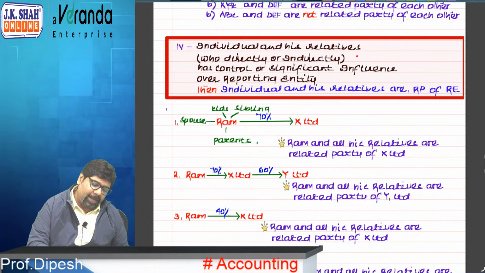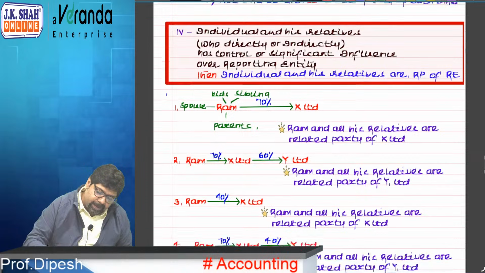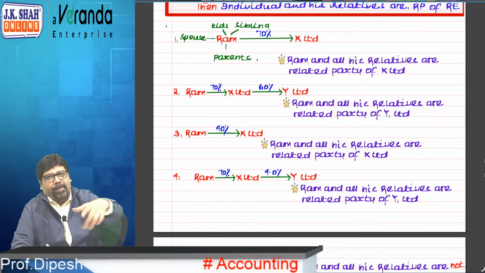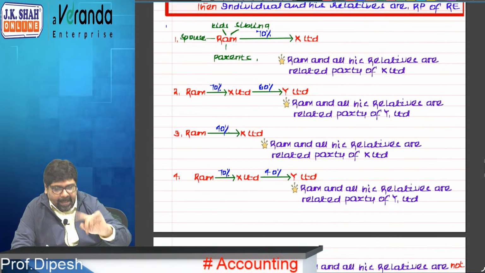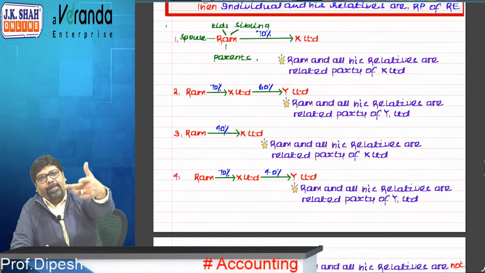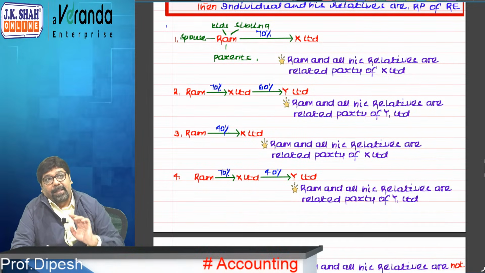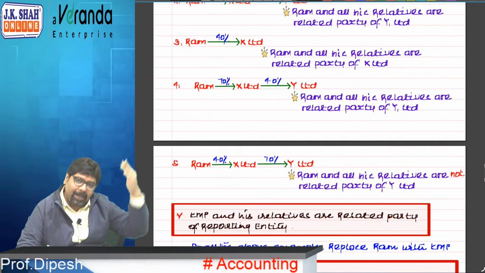Individual and his relatives who directly or indirectly control or have significant influence. So this is control directly, this is control indirectly, this is significant influence, this is indirect significant influence. So I have a control, correct. My subsidiary has a control. Acha. My associate, my subsidiary's associate, all individual I am. So Dipesh's subsidiary, Dipesh is subsidiary, Dipesh is associate, Dipesh is subsidiary's associate, same as we did in company.